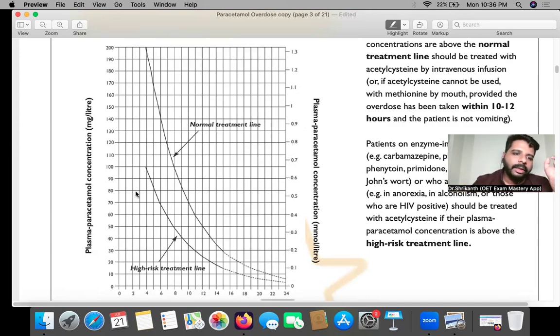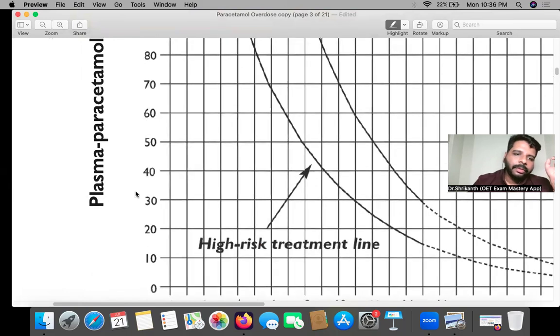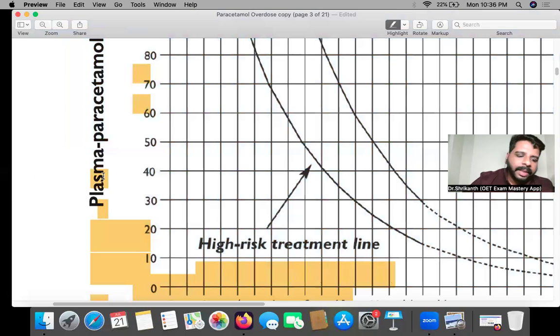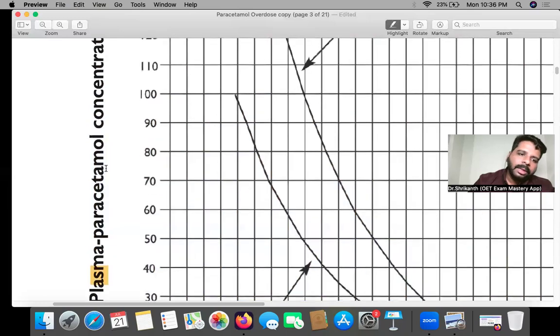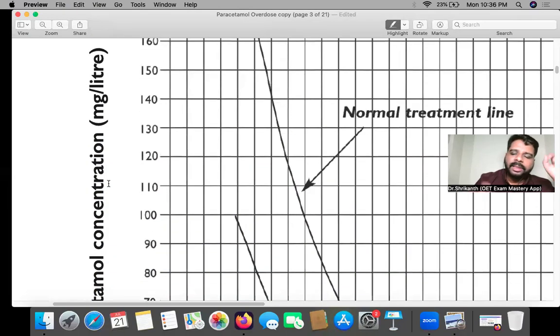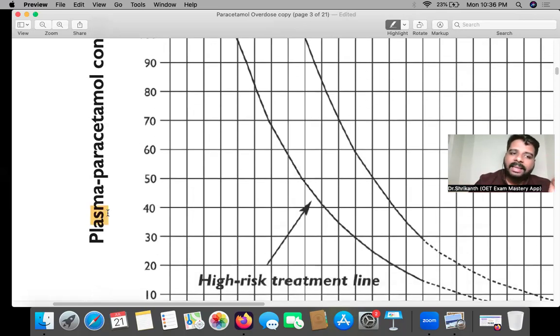Now you see over here, what is the keyword they have mentioned? Plasma. Plasma is a medical term for blood. And what do they have? Plasma paracetamol concentration. That means the concentration level of paracetamol in the blood. See, like this, they will use synonyms.